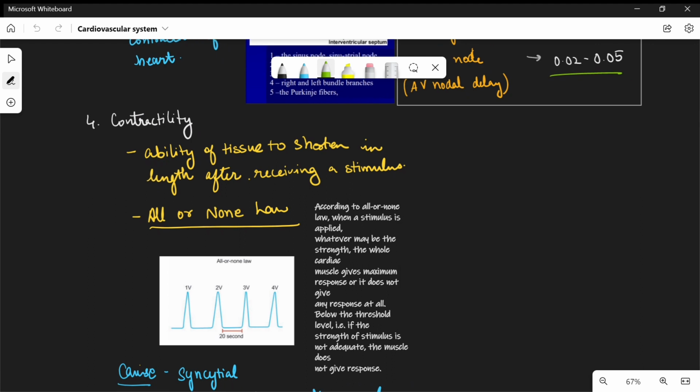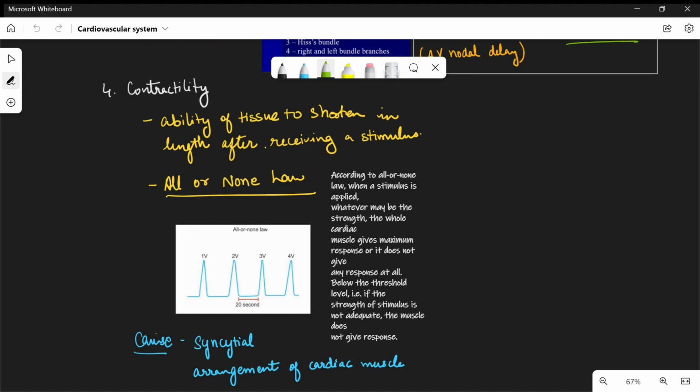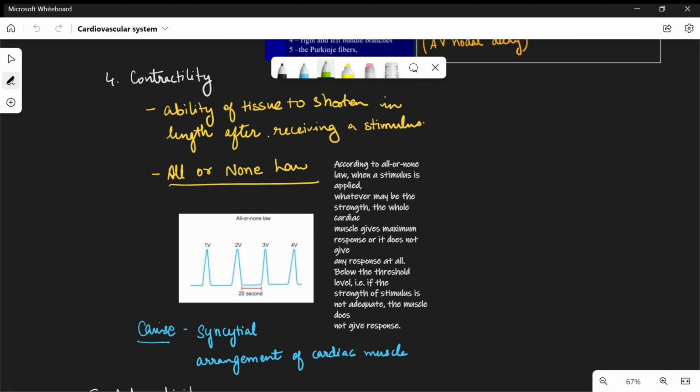Coming to the next property, that is contractility. First, the definition: ability of tissue to shorten in length after receiving a particular stimulus. Various factors affect the contractile properties of cardiac muscle. One important definition here is the all or none law. So what is the all or none law? Whatever may be the strength, the whole cardiac muscle gives maximum response, or it does not give any response at all. Below the threshold level, if the strength of the stimulus is not adequate, the muscle does not give a response.